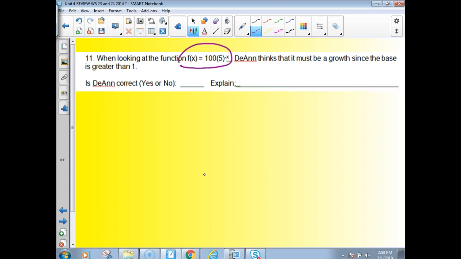Okay, 11, when looking at, and this says when looking at it. It doesn't mean go look at it on a grapher. Just looking at this, Deanne says she thinks it must be growth since the base is greater than 1. She's calling this her base, of course, which is the growth factor. It's a 5. Well, she's wrong because 5 to the negative x actually equals 5 to the negative 1 to the x, and that is 1/5 to the x, and 1/5 is less than 1.